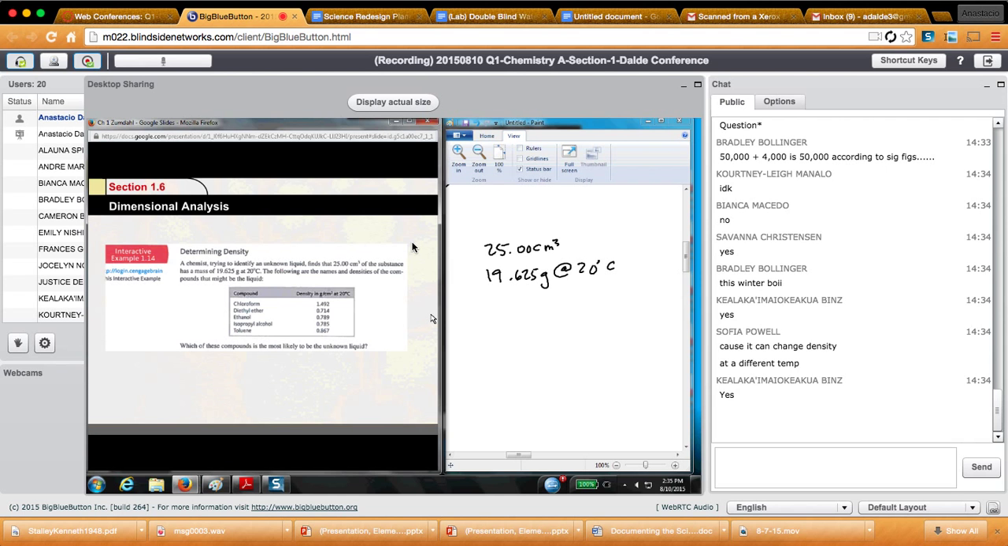All right, anyway, all they're asking us to do is find the density. Oh, that's easy. 19.625 grams divided by 25.00 centimeters cubed. Someone give me an answer. What is 19.625 divided by 25? 0.7850. I don't think so.